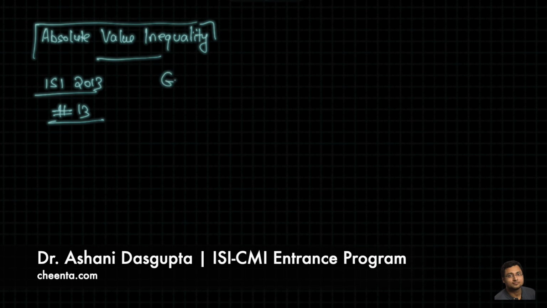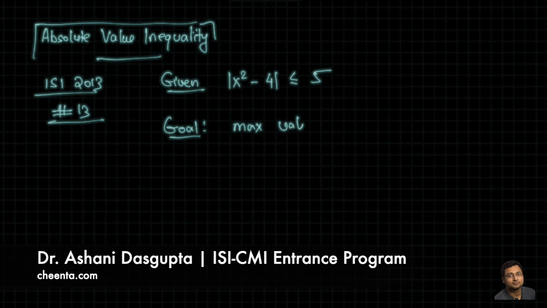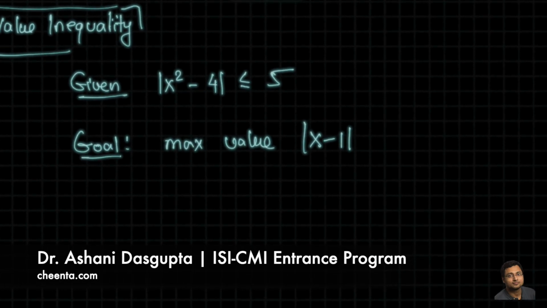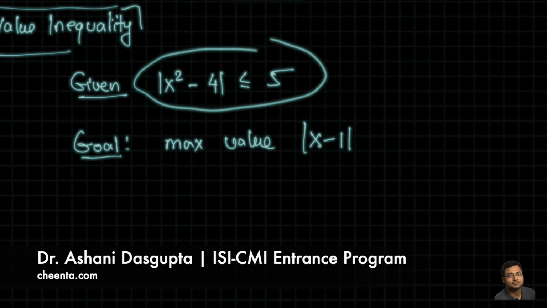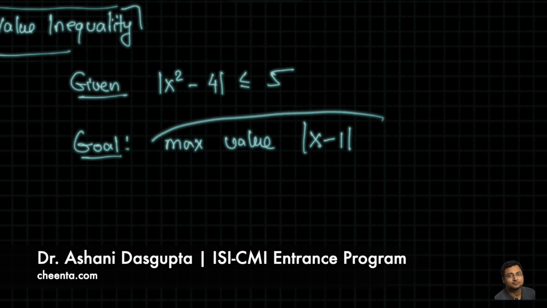And here is the problem. It's given that the absolute value of x squared minus 4 is less than or equal to 5. And our goal is to find out the maximum value of the absolute value of x minus 1. So understand this very carefully. Under this given condition, we want to find out the maximum value of the absolute value of x minus 1.